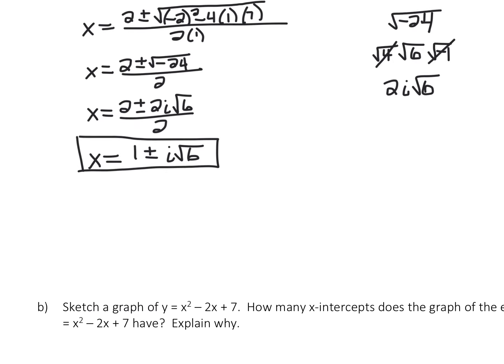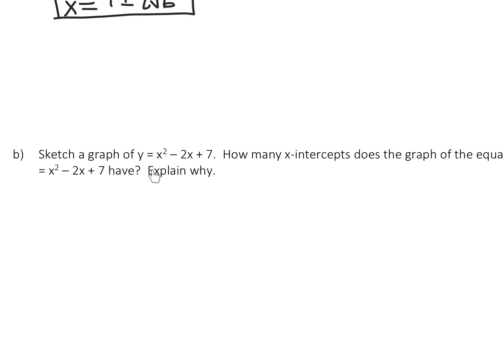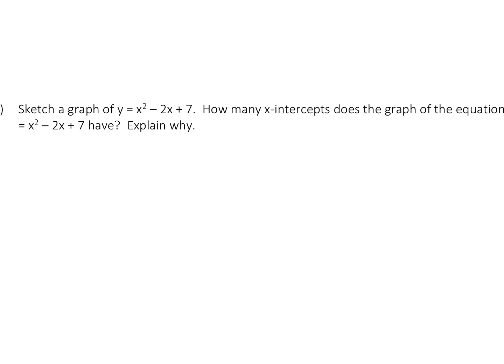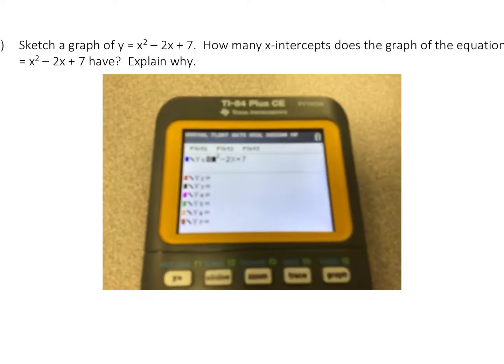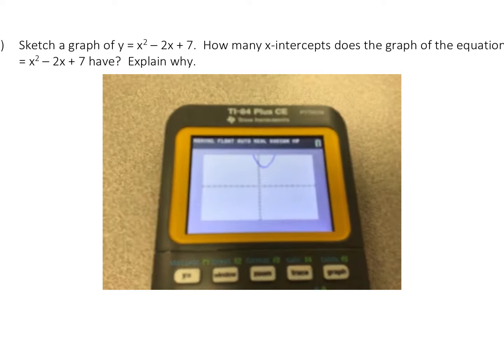So when we get down to our graph right here, sketch a graph. How many x-intercepts does the graph of the equation have? Well, remember, if there are no real solutions, there should not be any x-intercepts. So let's graph this and take a look and see. All right, so I went to y equals and I plugged it in and let's hit graph. And look at that, there are no x-intercepts.